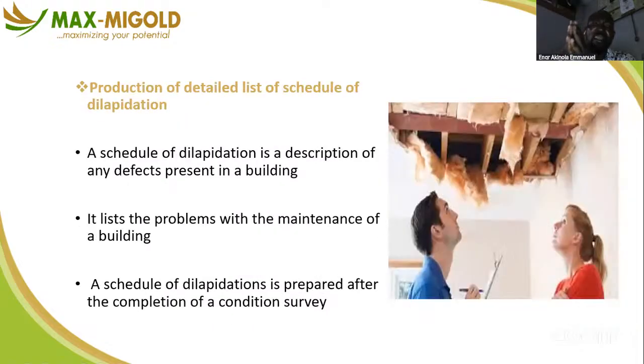Then, production of detailed list of schedule of dilapidation. This is mostly done if you are giving out an apartment or a property for rent or lease. Let's assume a bank is using your property for banking operations, and you've signed an agreement for a 10-year lease period. Then, when the lease period gets to about 5 years, you need to conduct an assessment alongside the bank's facility team to see how fairly they are using your facility. Then, at 8 years, 2 years to the expiration, you need to conduct another assessment.